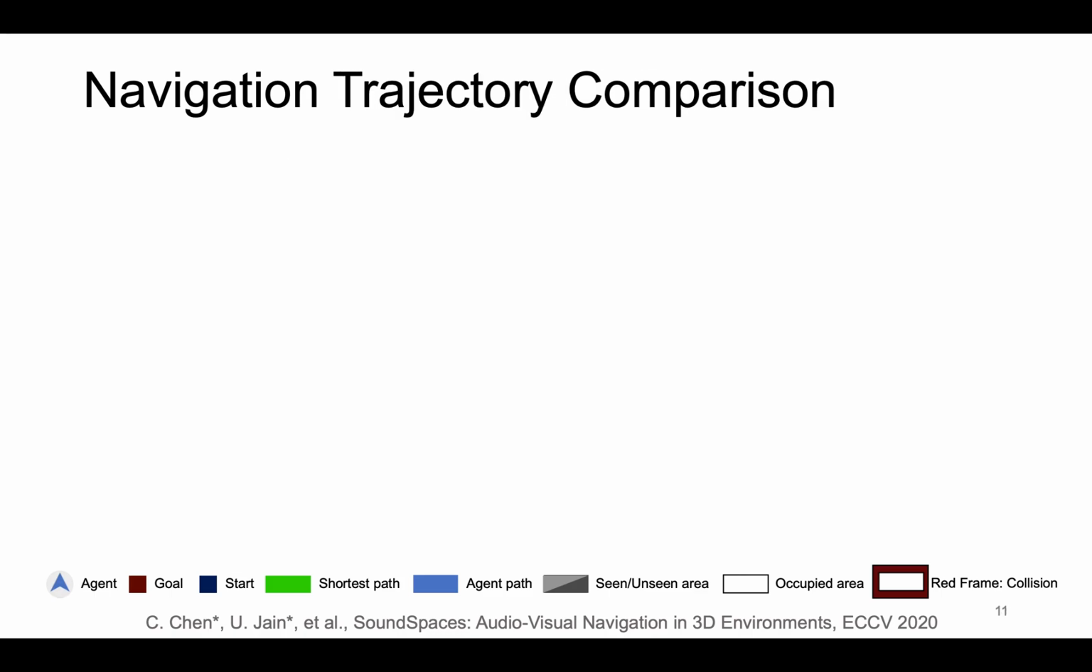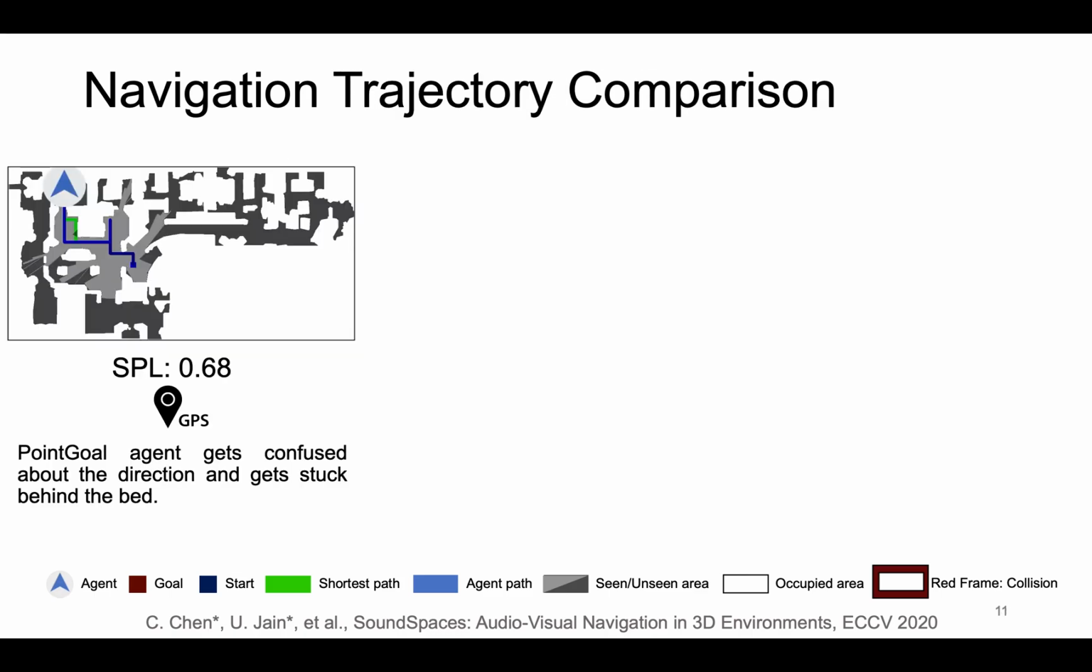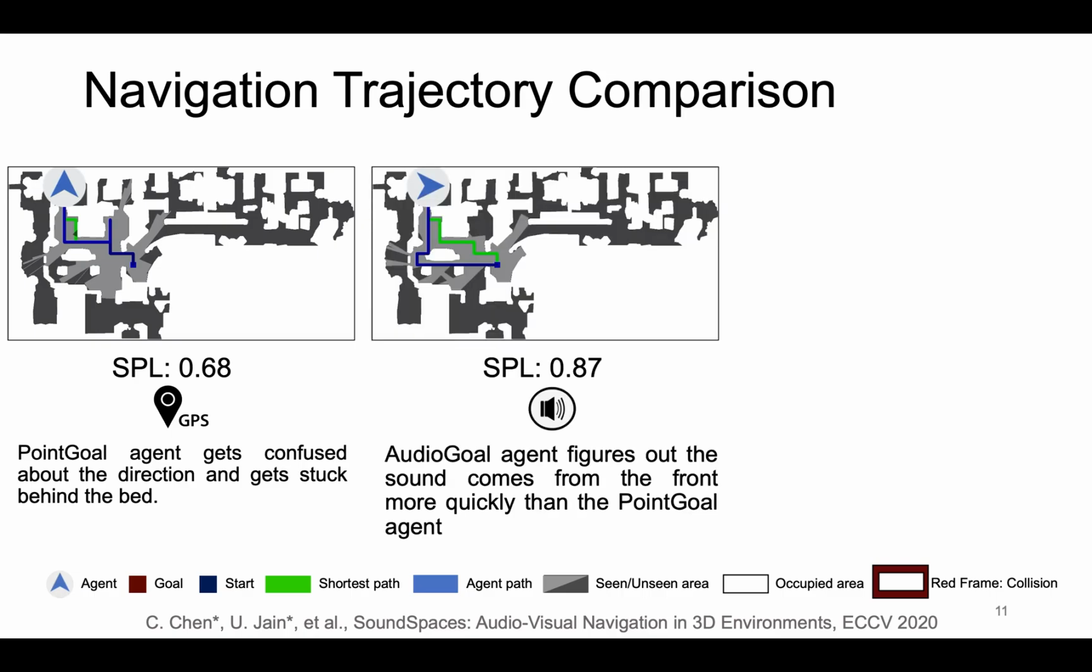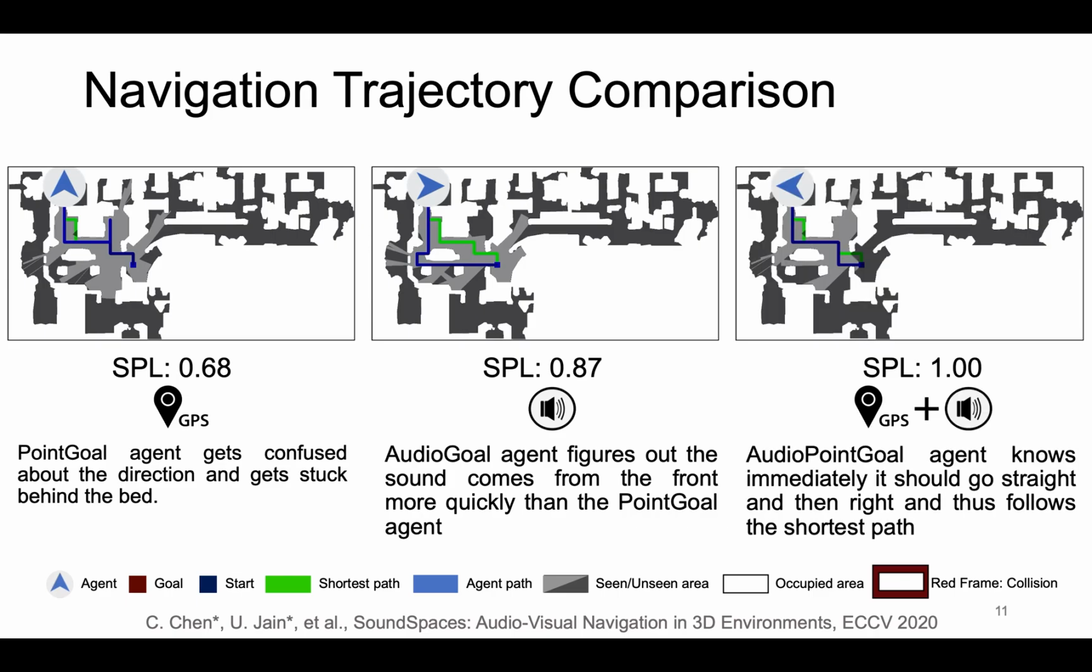In comparison, the point goal agent performs much worse because it is confused whether it should go straight or go right and gets stuck behind the bed. The audio goal agent figures out the sound comes from the front much more quickly than the point goal agent, but since it doesn't have the displacement vector, it goes all the way to the other side of the room. An audio point goal agent takes almost the diagonal shortest path to reach the goal.